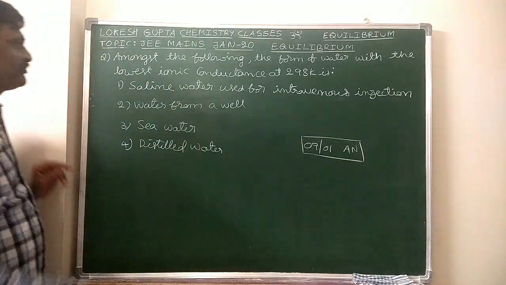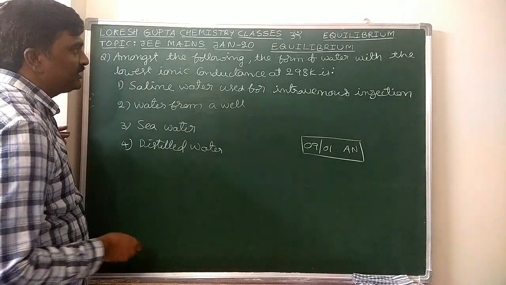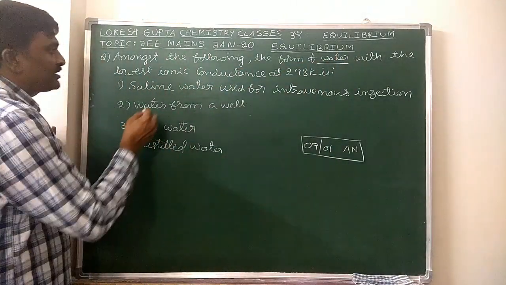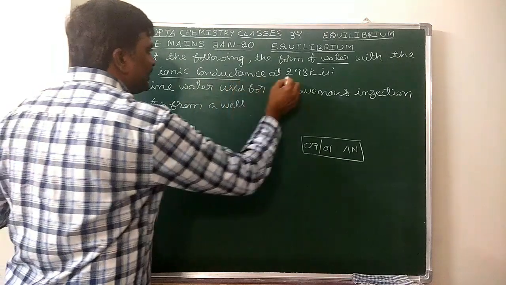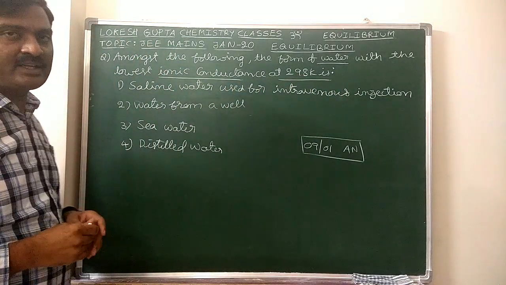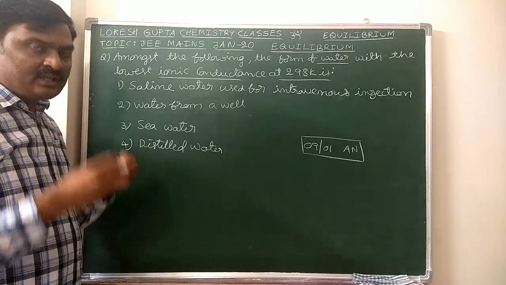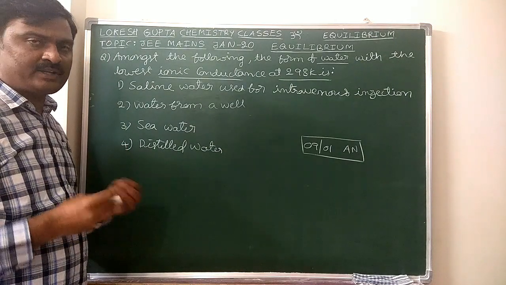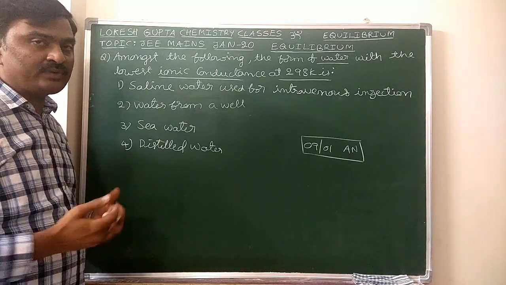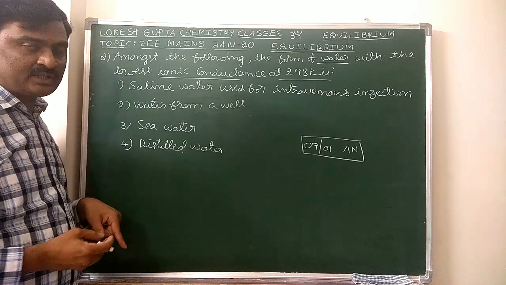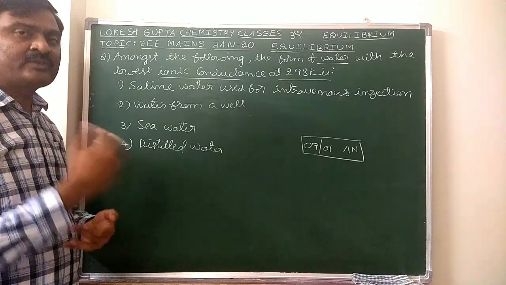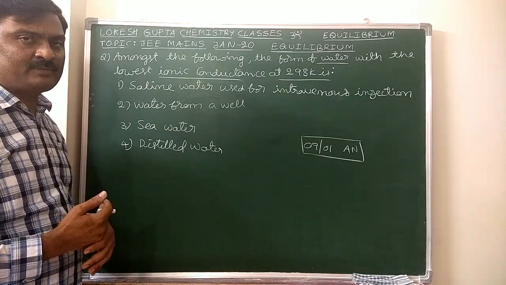Now the question is, among the following, the form of water with the lowest ionic conductance at 298 Kelvin temperature. Lowest ionic conductance. Here, lesser the number of ions per 1 unit volume, lesser the ionic conductance. So now what we have to check? Among these 4 water samples, where the least number of ions possible, you have to check. For that, ionic conductance will be minimum.